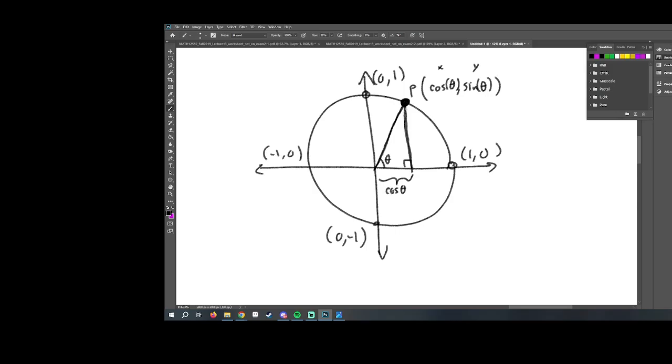And this side is the y coordinate of P, right? Because it's the height of the line P off of the x-axis, meaning this must have sine theta as its length. And this is 1 because that's the radius of our circle, meaning we have this beautiful right triangle whose sides are cosine theta, sine theta, and 1, and this is the angle theta, right?